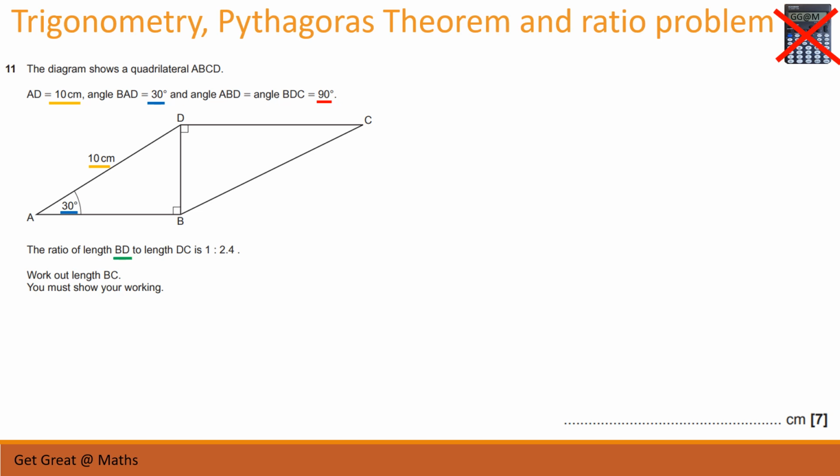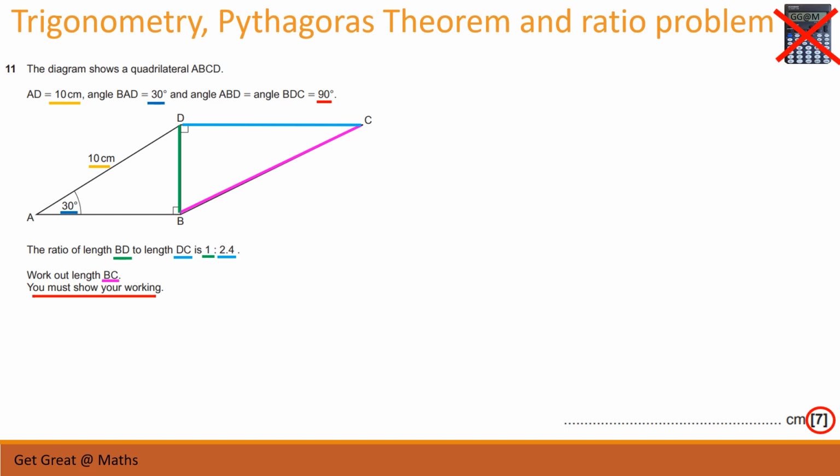What that means is BD is equivalent to 1, so that length here that's just highlighted in green is equivalent to 1. Then the length D to C is 2.4, which has just been highlighted in blue. We've got to work out the length of B to C, which has just been highlighted in pink, and you must show your working out. The question is worth 7 marks.